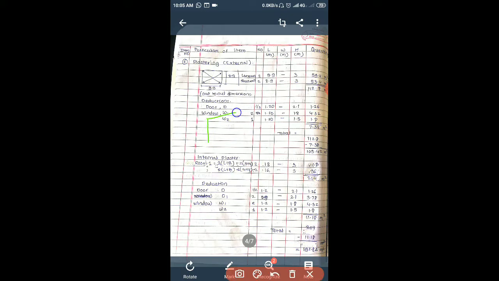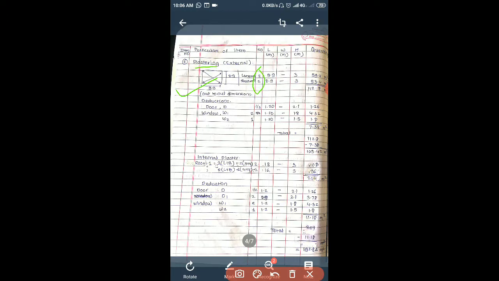The main thing in plastering is that for external plastering we will calculate out to out dimensions. So we have the center to center distance, that is 9.6 and 8.6. So we will add plus 0.3 there and we will get 9.9 by 8.9 meter, long walls and short walls. Okay, out to out distance. And here for number we will keep it 2.